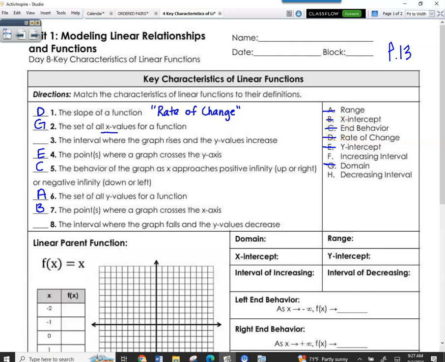That leaves us with increasing interval and decreasing interval. The interval where the graph rises as the y value increases would make sense to make that the increasing interval, right? Then look at the one left. The interval where the graph falls and the y values decrease. So increasing is 3, decreasing is H.